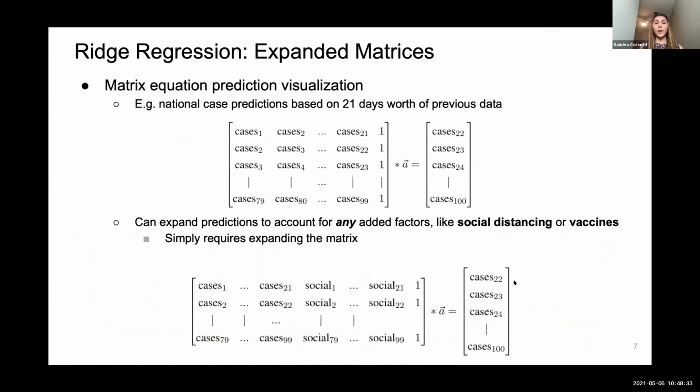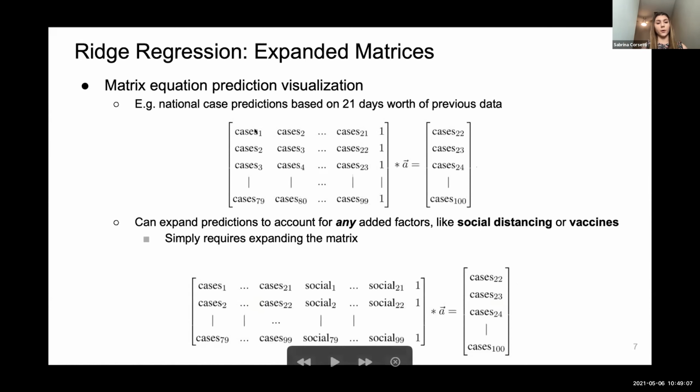Now, thinking about how we can visualize our predictions, we can start from a mathematical but less visually intuitive perspective. And so we can start by understanding the matrices used to train the model. So for example, let's say we want to predict national cases within the US based on 21 days worth of previous data. And say we have 100 historical data points to help us achieve this, to help train the model. Well, the model wants to look at relationships between sets of 21 days and the 22nd subsequent day.